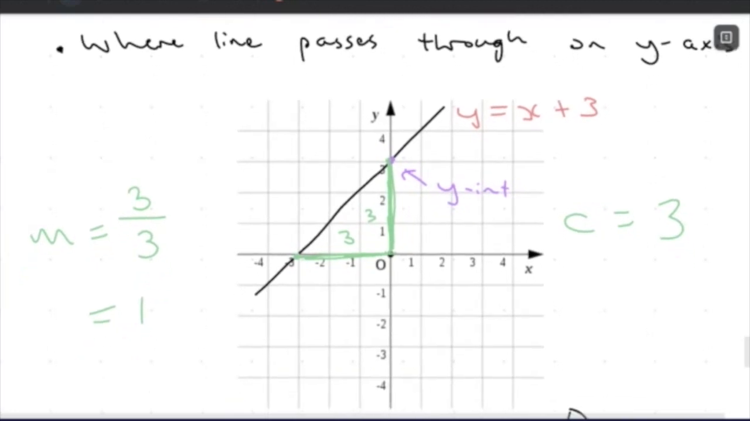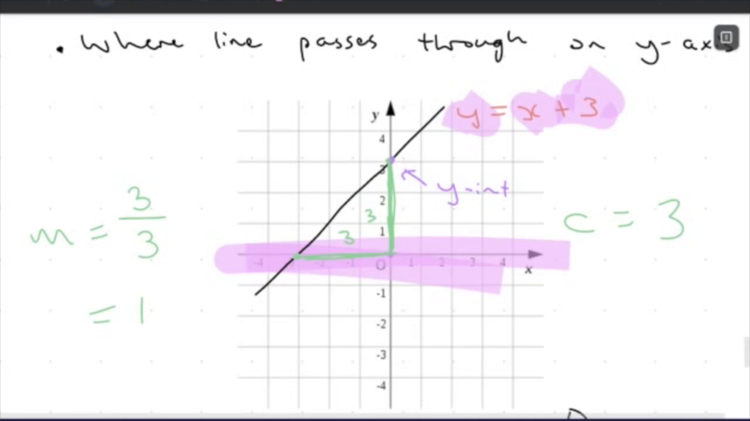First of all, our gradient tells us that when x goes up by 1, y goes up by 1, because our gradient is 1 here. But we're also told that my y-coordinate from the equation of my line is always going to be 3 more than my x-coordinate. So if I take any point along x, y should be 3 more than that.